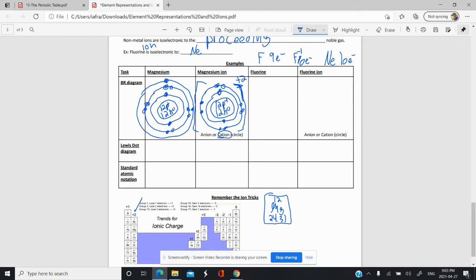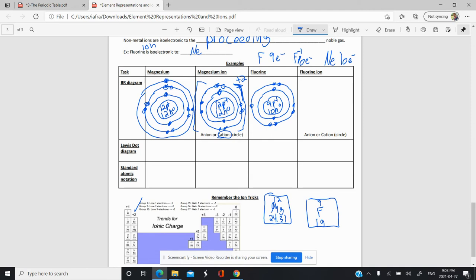So let's draw out a Bohr-Rutherford diagram for fluorine. So fluorine, I'm just going to round everything here, has a mass of about 19, and then atomic number of 9. So we're going to draw our nucleus, 9 protons, 10 neutrons, and if it's neutral, there should be the same number of electrons, so 9 electrons. So 2 in the first shell, and then 7 left to place. So 1, 2, 3, 4, 5, 6, 7.